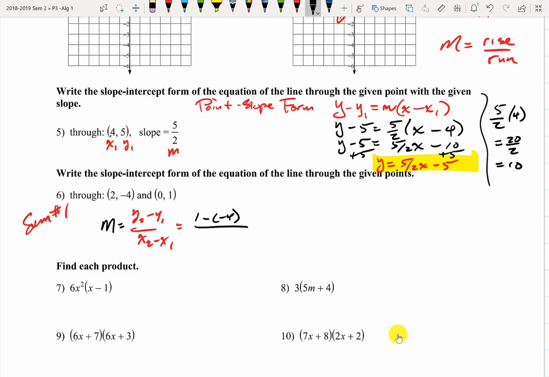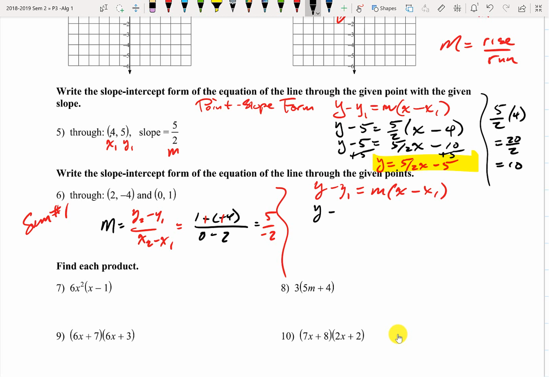It's always subtraction. Then you go with 0 minus 2. So divided by 0 minus 2. I see a double negative here. So you get 5 divided by negative 2. And there's your slope. Now, use the same thing that we did before in the earlier problem. Y minus y1 is equal to m times x minus x1. You substitute your point and your slope in.